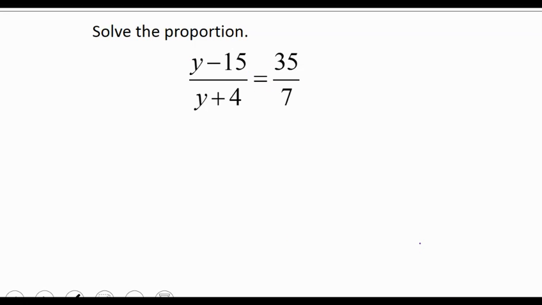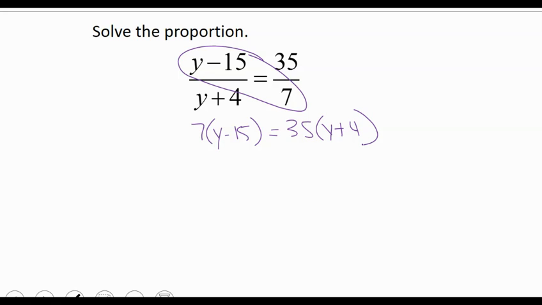Let's look at our next one here. Y minus 15 over Y plus 4 equals 35 over 7. So I'm going to multiply the cross products here. I'm going to multiply the diagonals. So I'm going to have Y minus 15 times 7. I'm going to write that as 7 times Y minus 15 in parentheses. On the other side, I'm going to do 35 times y plus 4.